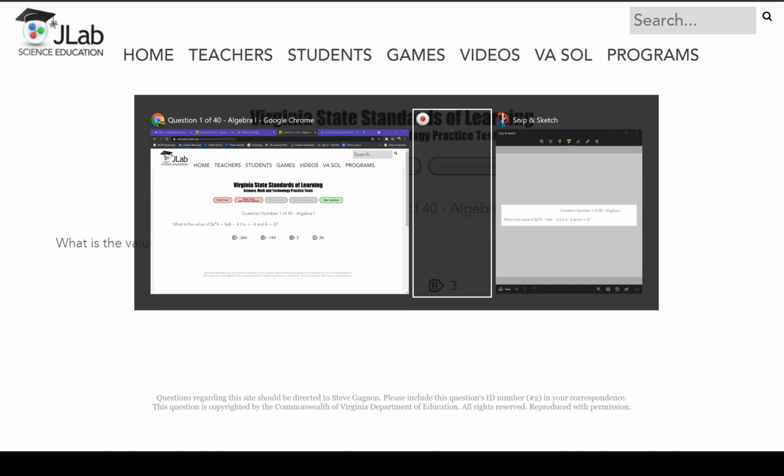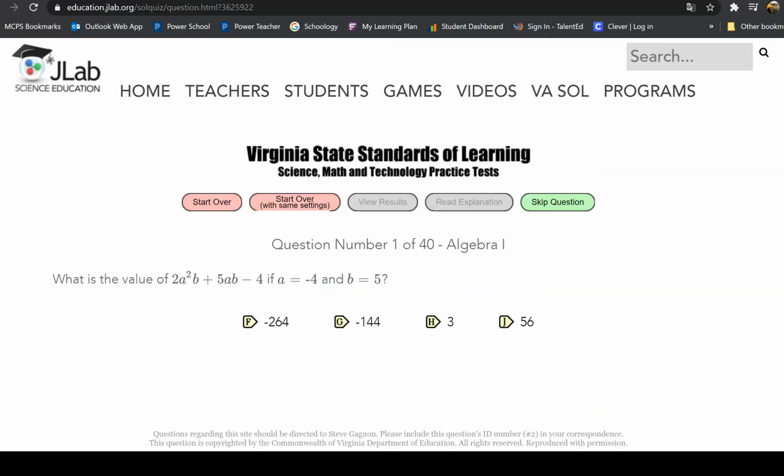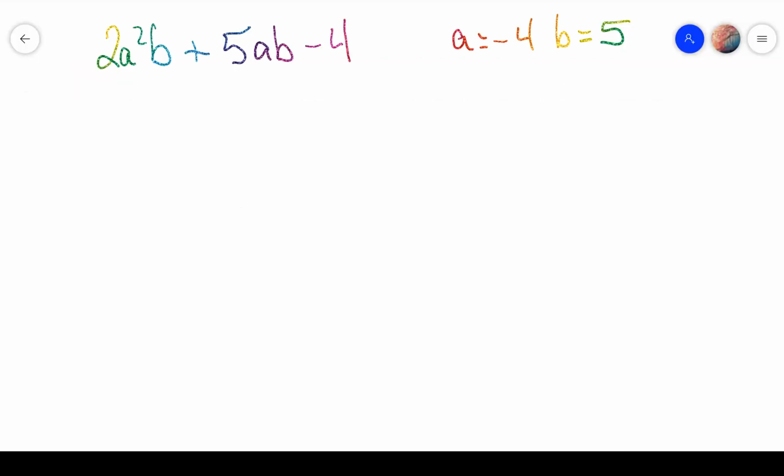Alright, so now I'm going to go over to my whiteboard. And I need to pull it up, so give me just 1 second. So what is the value of 2a squared b plus 5ab minus 4 if a equals -4 and b equals 5? So let's go to our whiteboard to figure that out. I've already written out the problem. We're just going to plug in our a and b. So 2 times a squared, a is -4, so squared is -4 times -4, which would be what? 16.